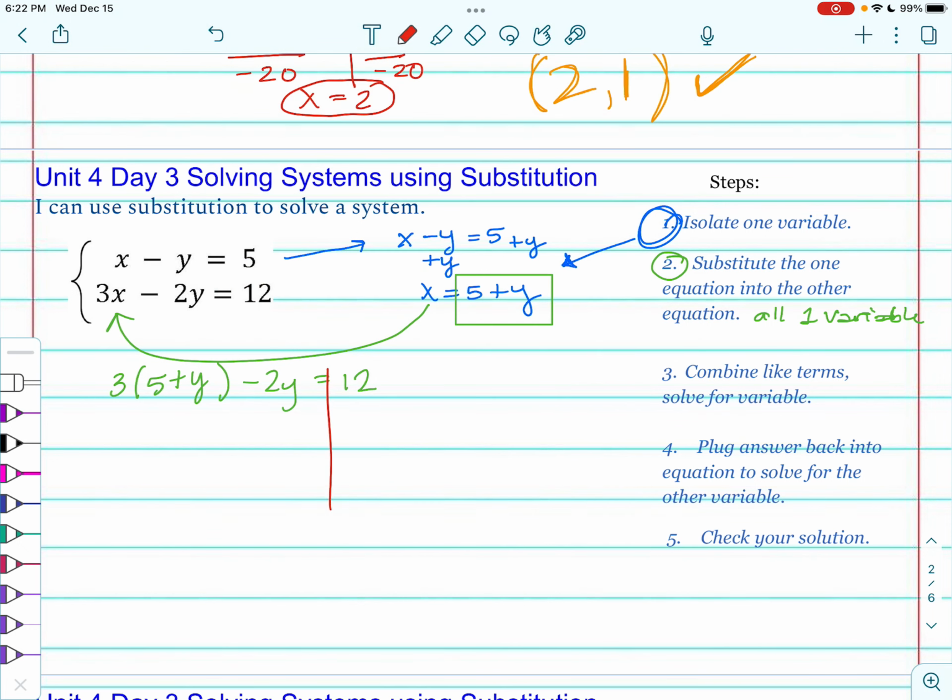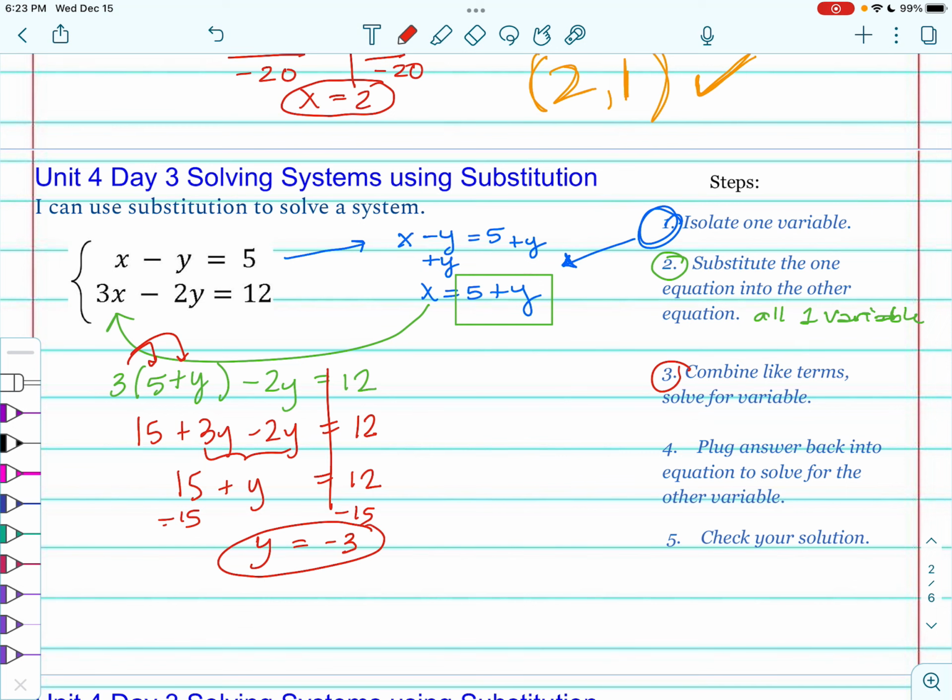Okay, step 3 that I'm doing in red, I'm working on solving. So I'm distributing. Oops, 3 times 5 is not 35, my mistake. It is 15 plus 3y minus 2y equals 12. Okay, these are on the same side of my railroad tracks. So I can combine them. When I do, I'm left with 1y. Subtract 15 because I want letters on one side and numbers on the other, and I get an answer.